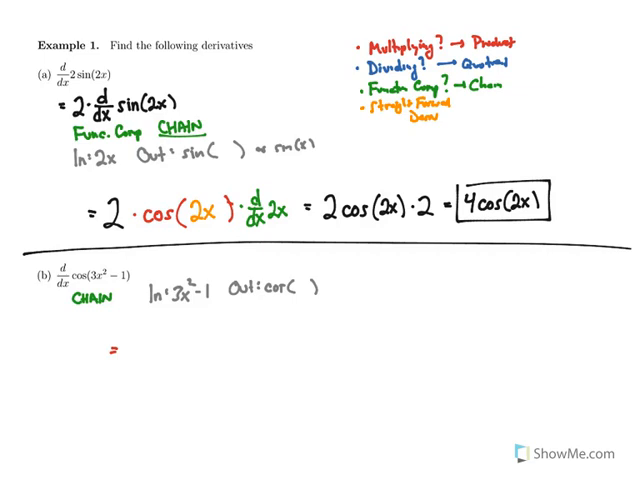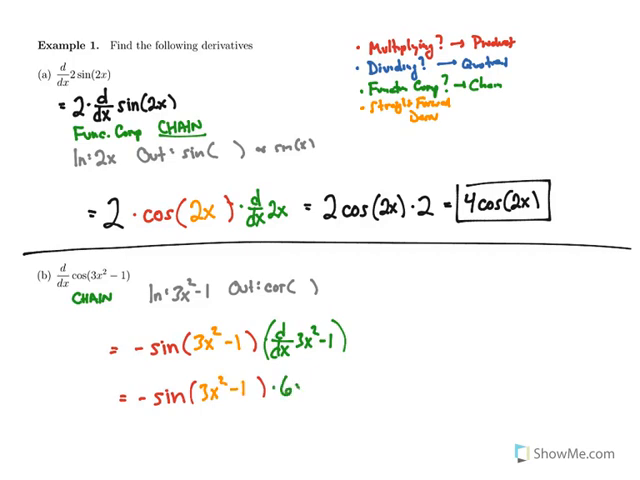So the derivative of cosine is negative sine. We're going to leave the inside function alone, 3x squared minus 1. And we're going to multiply by the derivative of the inside function. And this gives us negative sine of 3x squared minus 1 times this derivative, which is 6x. And there is our answer.